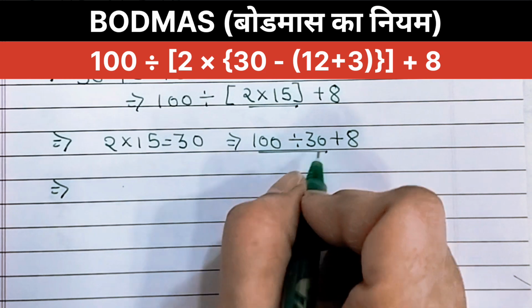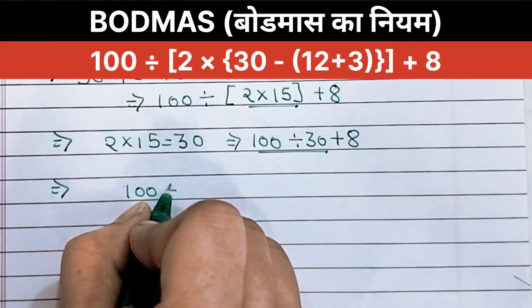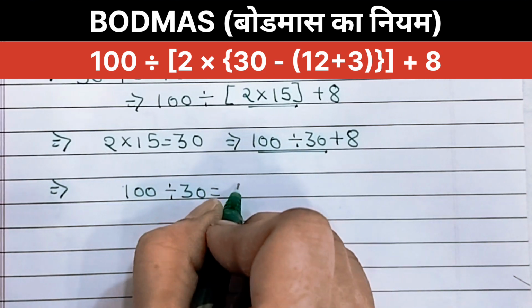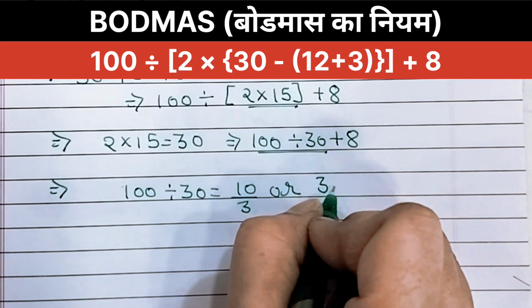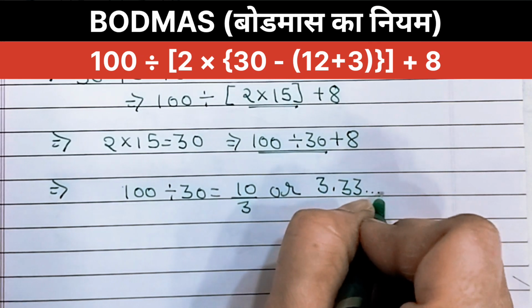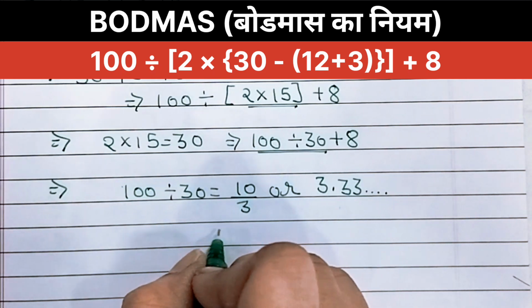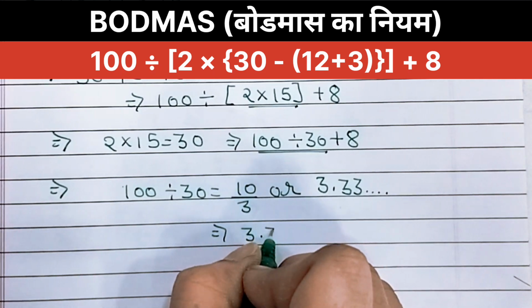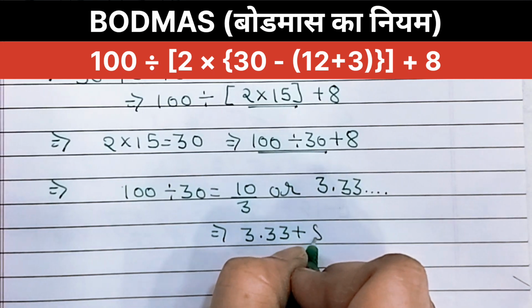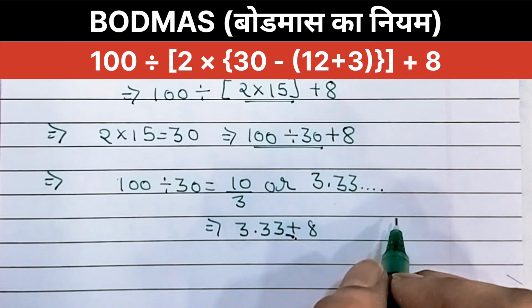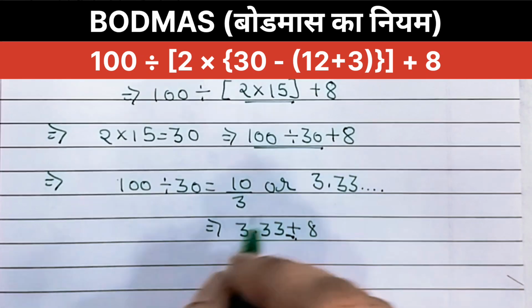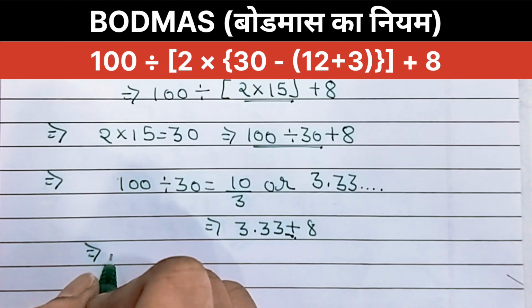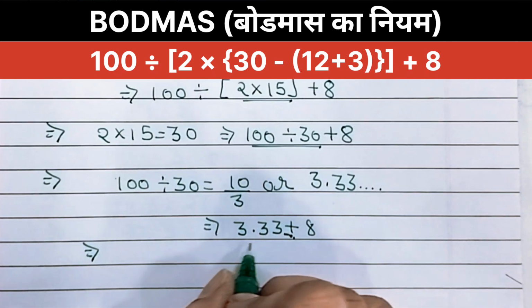Now step 4, perform division. Now perform division. 100 divided by 30 equals 10 upon 3, or you can write it down in decimal, 3.33 and so on. So the expression becomes 3.33 plus 8. Now in this step 4, after the brackets are clear, division and multiplication take priority over addition and subtraction. So now the fifth and last step, finally we perform addition.